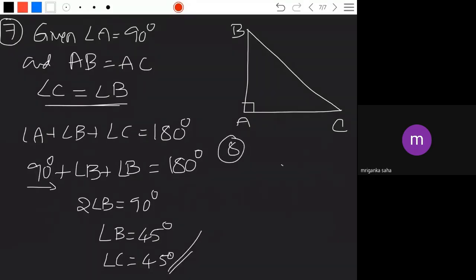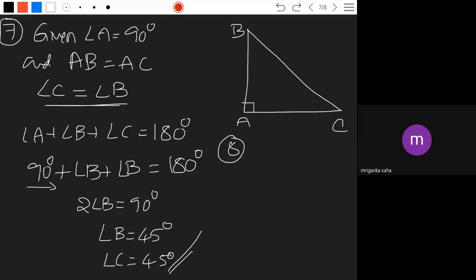Sir, can you repeat the last 3 steps of the 7th problem, please? Here angle A is 90 given, and B and C are both equal. In the place of C, I wrote B. Took the 90 to the other side. 180 minus 90 is 90. So 2B is 90, B is equal to 45. What is there? It is simple.